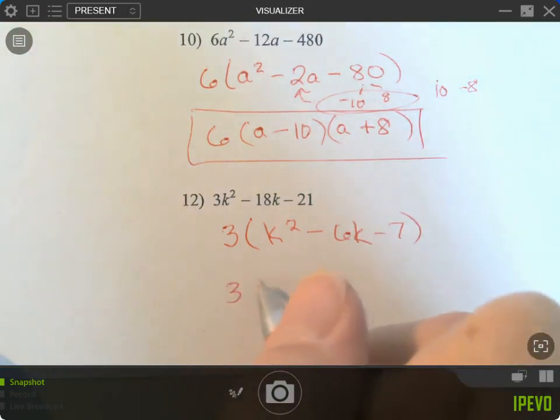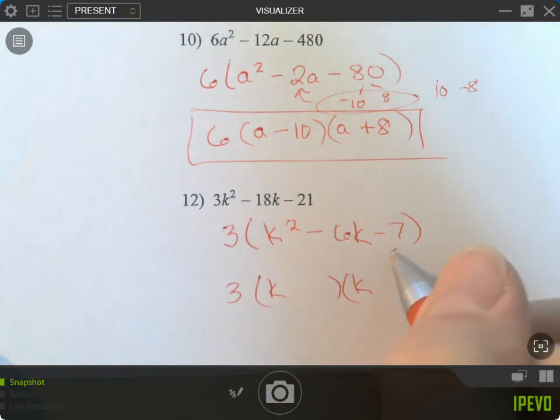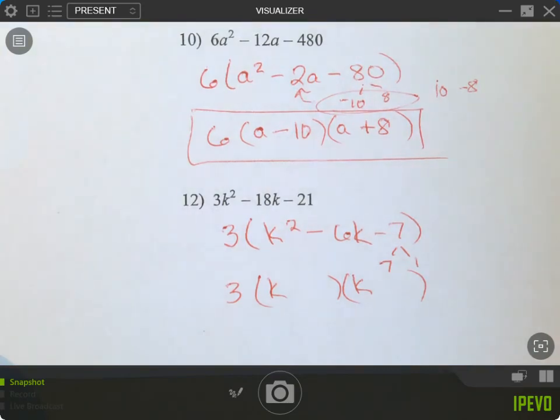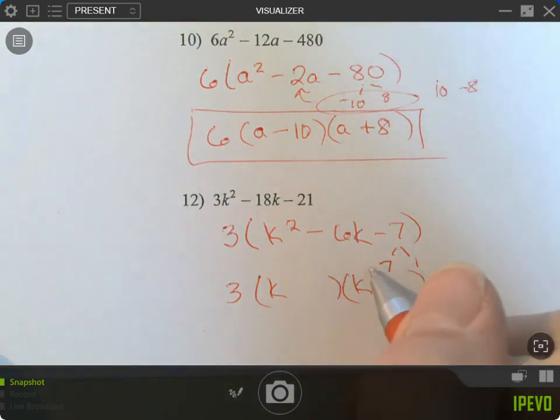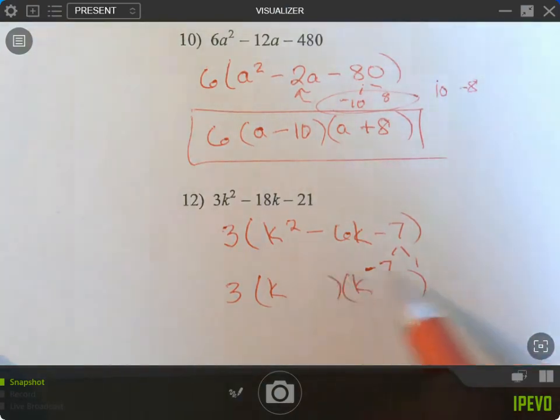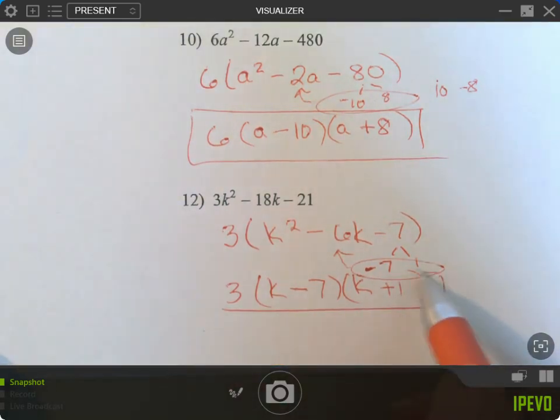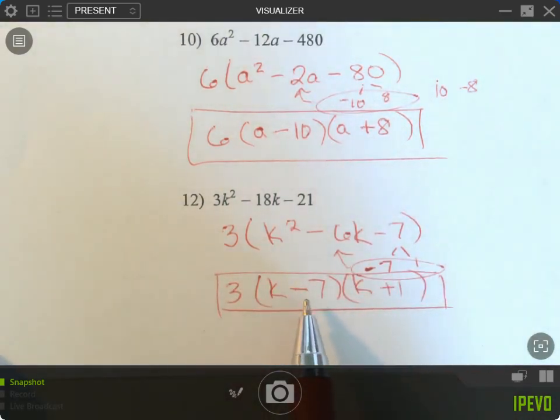And then this is just like that first one we did. K times K. And what multiplies to get negative 7? Well, a 7 and a 1, but I need a negative. Well, actually, I want it to be negative 7. Don't I want it to add up to negative 6? So a negative 7 and a positive 1. Now, the order does not matter, but it has to have a negative 7 and it has to have a positive 1.